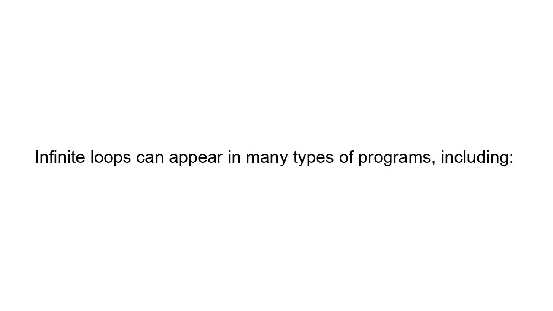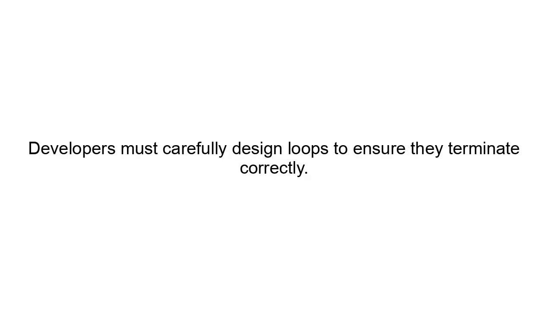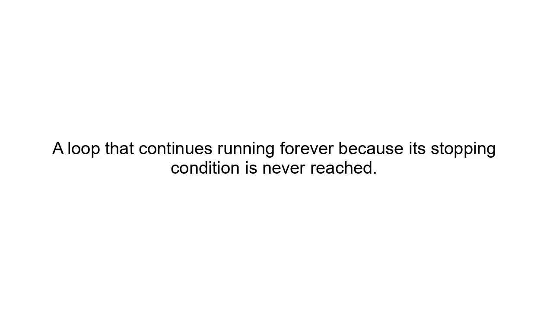Where infinite loops occur. Infinite loops can appear in many types of programs, including games, server applications, user input programs, automation scripts, and data processing programs. Developers must carefully design loops to ensure they terminate correctly. Simple definition. Infinite loop: a loop that continues running forever because its stopping condition is never reached.